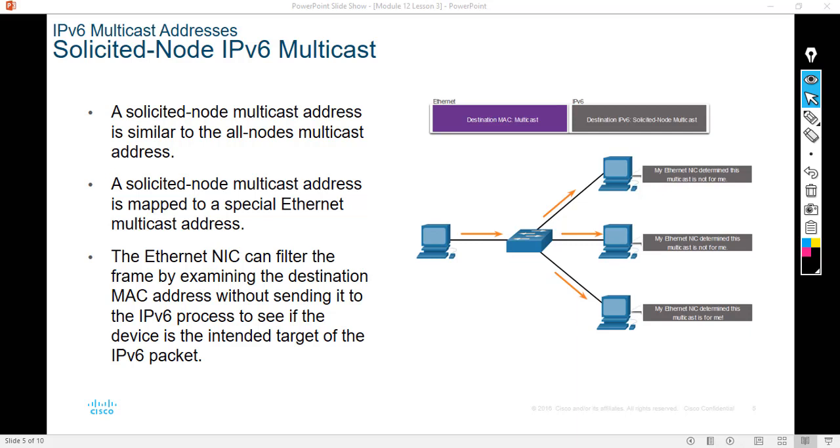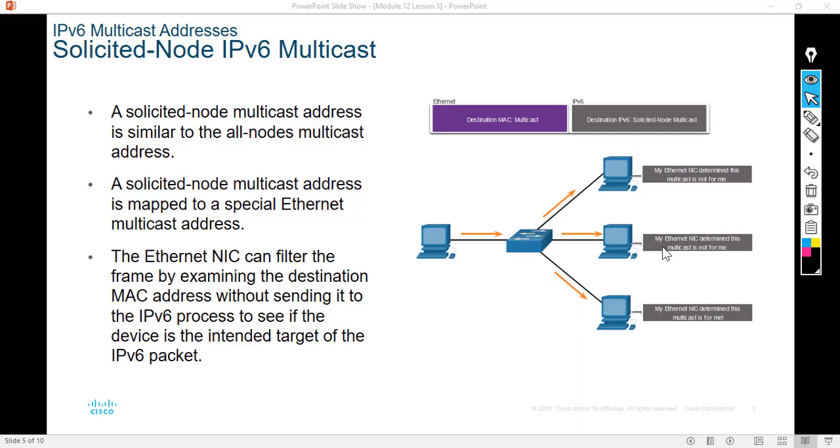solicited nodes? A solicited node IPv6 multicast address is similar to the all nodes multicast address. Now, the advantage of a solicited node multicast address is that it is mapped to a special Ethernet multicast address. This allows the Ethernet network interface card to filter the frame by examining the destination MAC address without sending it to the IPv6 process to see if the device is the intended target of the IPv6 group.